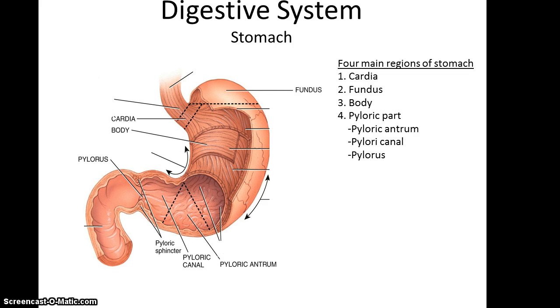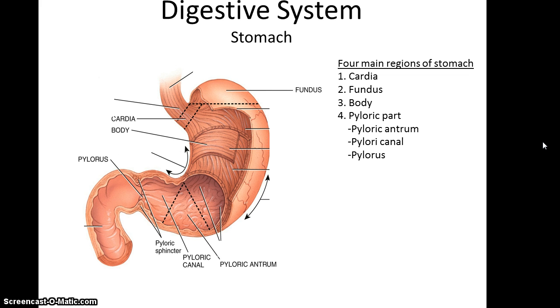There are four main regions of the stomach. You have the cardia, which is directly after the lower esophageal sphincter. You have the fundus, which is a portion of the stomach that sort of sticks up above the cardia. You have the body of the stomach, which is the main portion of the stomach. And then you have the pyloric part, which gets broken up into the pyloric antrum, the pyloric canal, and the pylorus, which is the space that the chyme will pass through, that is surrounded by the pyloric sphincter.